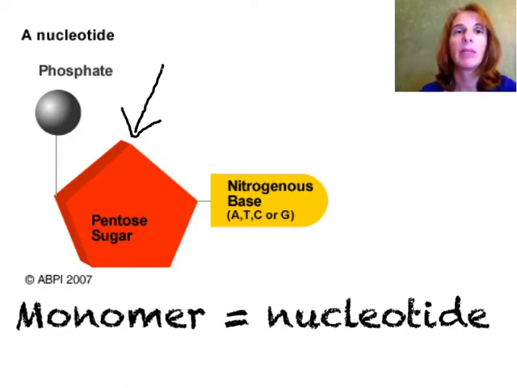There's a sugar. It can be either deoxyribose for DNA or ribose for RNA. There's a nitrogenous base. There are 4 different nitrogenous bases: adenine, thymine, cytosine, and guanine. And then there is a phosphate group.